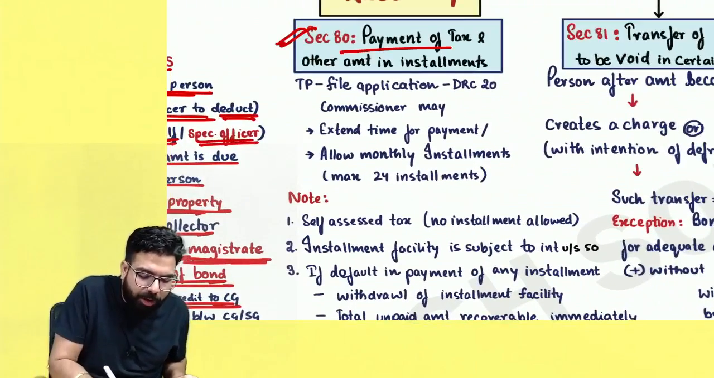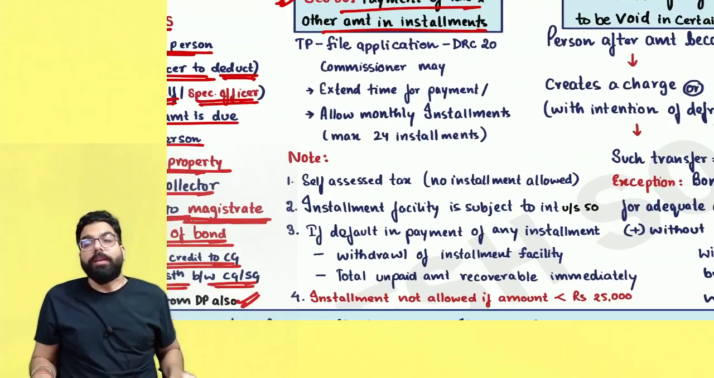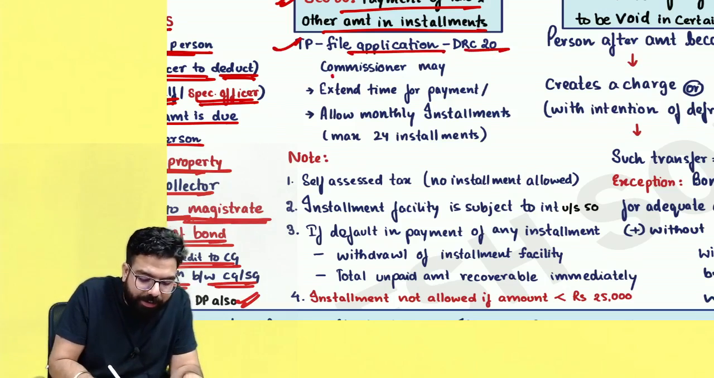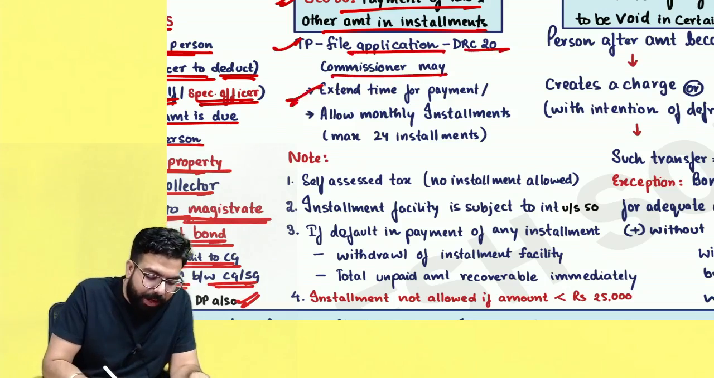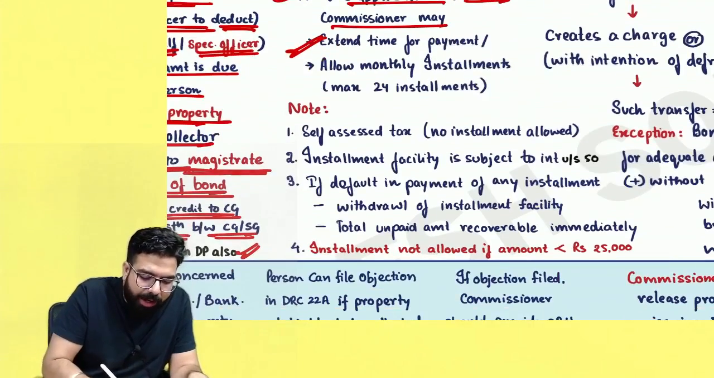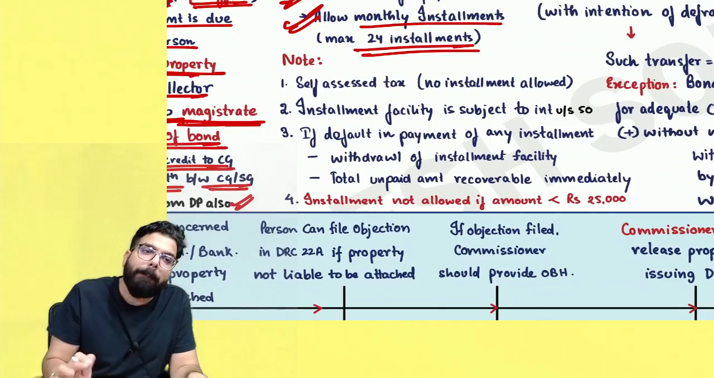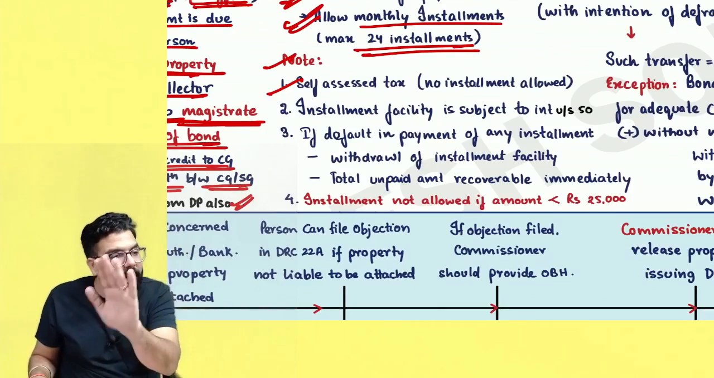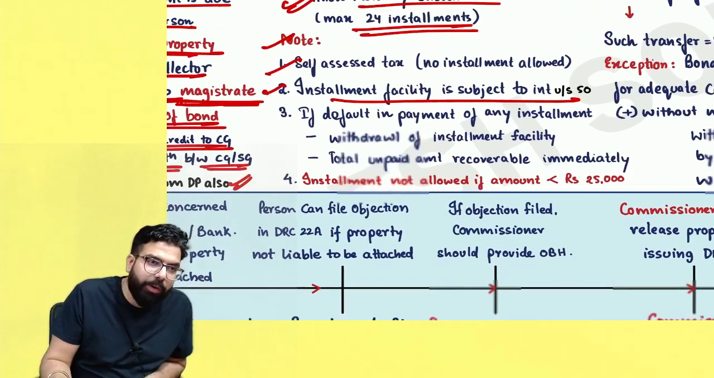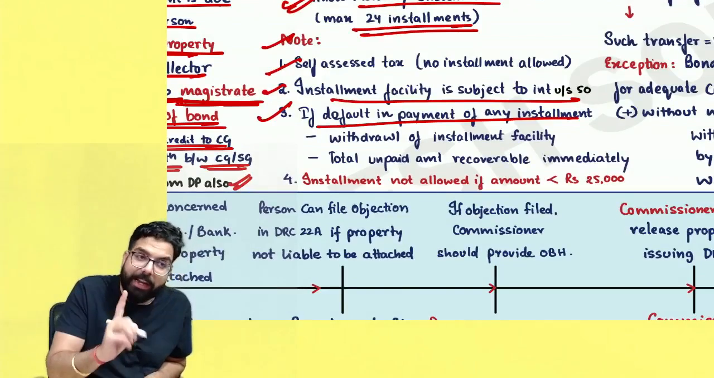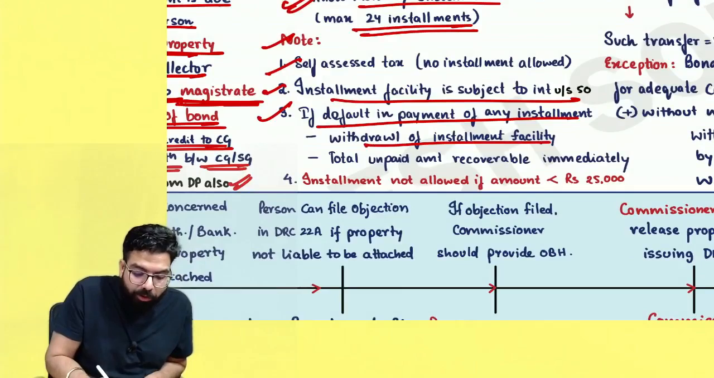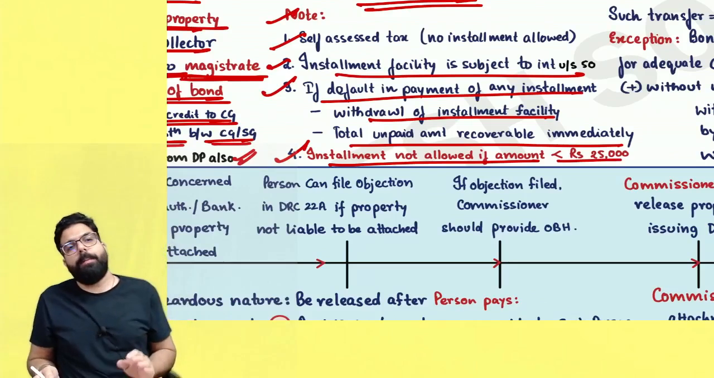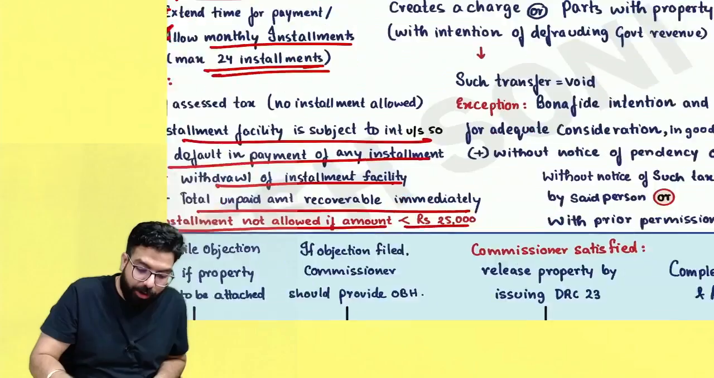The next one is payment of tax and other amounts in installments. Sir, a demand order has come against me and I don't have money to pay. Please give me some more time. Then the taxable person can file an application in GST DRC-20, and the commissioner can either extend the time or allow monthly installments, maximum 24 installments. Remember, for self-assessed tax there is no installment facility; it has to be paid. Installment facility is always subject to interest under section 50, and if you default in any installment, the facility is withdrawn and recovery of the total amount starts immediately. Installment is not allowed if the amount is less than 25,000.